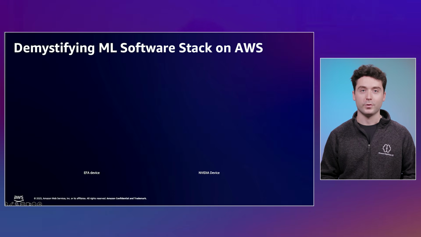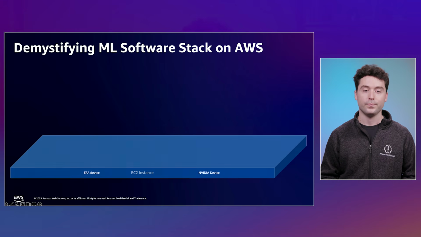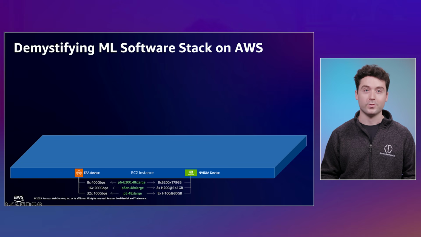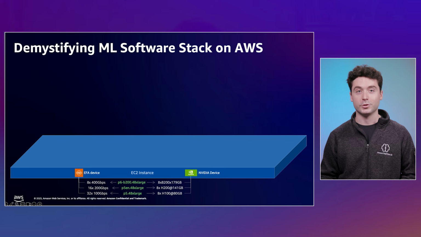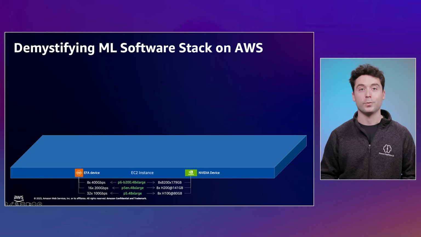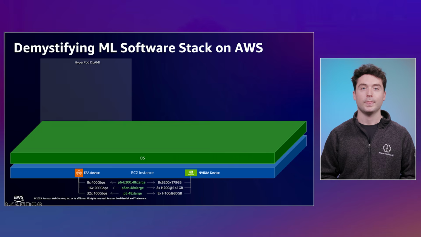Let me walk you through the ML software stack architecture on AWS, starting from the foundation up. We have our EC2 instance. As an example, we can have a P6 B200.48xlarge instance with 8 B200 GPUs and 3200 gigabits per second of EFA networking across 8 400 gigabits per second EFA network interfaces. This will be running our operating system. On HyperPod, Slurm deployments use Ubuntu, and EKS deployments use Linux.